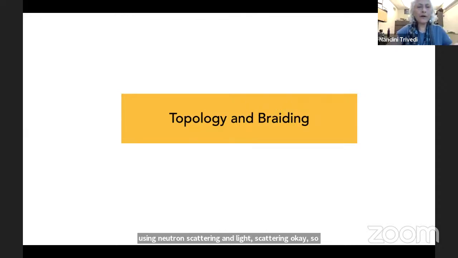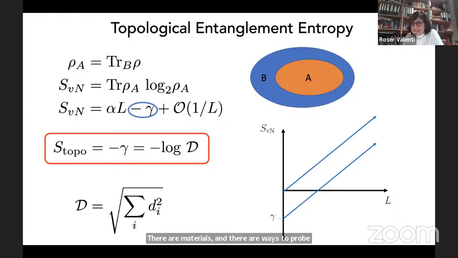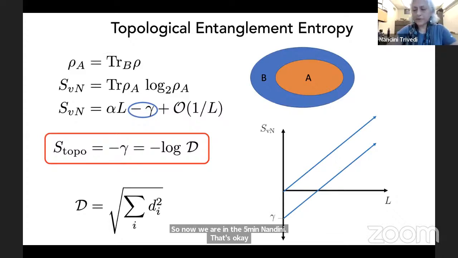Okay, so let me come toward the very end. I've told you about a model. I've told you there are materials and there are ways to probe these. And so now we are in the 5 minutes, Nandini. That's okay? Okay, good.